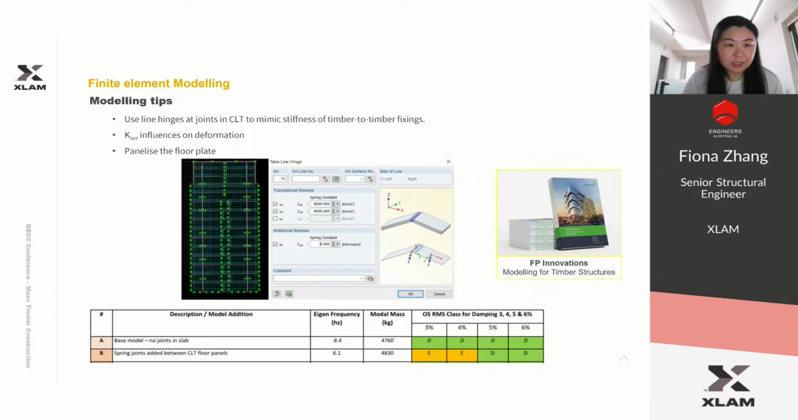So, modeling tips: the hinge joint is very important for CLT design. It wasn't covered by the Australian standard, but you can find it in Eurocode 5. We can model the timber-to-timber fixing by introducing the hinge in the model, and it can influence the deformation of the building and also provide the penalization of the floor plate. Here at the bottom is an example of modeling with a joint and without the joint.